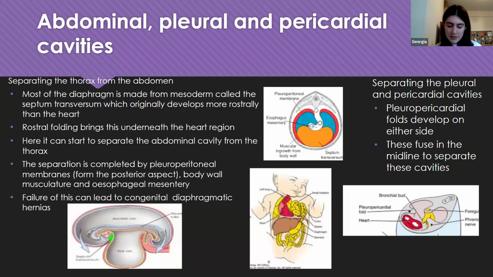The separation is completed by several different structures, which I don't think you need to know, but they are the pleuroperitoneal membranes, the body wall musculature, and the esophageal mesentery. Now, if the diaphragm fails to form correctly, such that the abdomen and thorax are not separated, you can get a congenital diaphragmatic hernia, in which there are gut contents where the lung would normally lie, and that can be seen on that image of the baby there. So now we've got an abdomen and a thorax, we need to split the thorax into the pleural and pericardial regions. These are separated by the pleuropericardial folds that develop on either side, and then they fuse in the midline to separate the cavities.